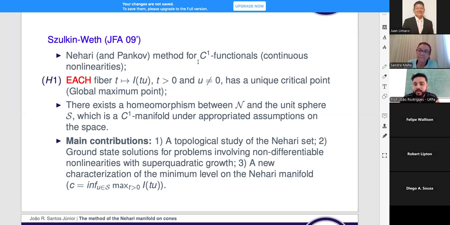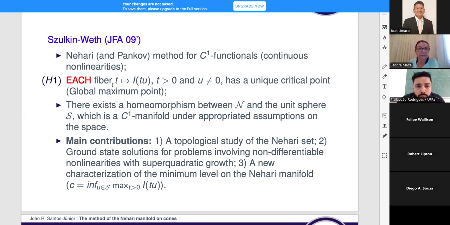Because in this case, when you look at the energy functional associated to this class of problems, your functional is only of C1 class. So this is a very interesting topic to study, and in the paper of Szulkin and Weth, the authors requested the following assumption for the functional.